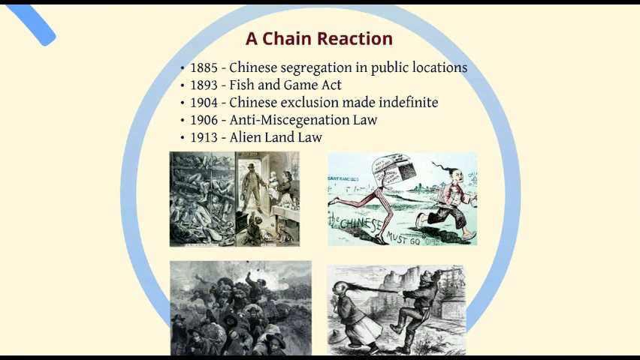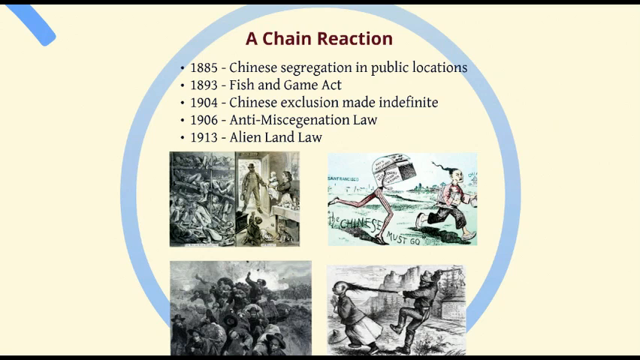A weird act known as the Fish and Game Act in 1893 was passed, specifically banning the Chinese from being able to use fishing nets. And the strange thing is that the Chinese at this time also started to get employed as fishermen, and so they just wanted to make it where they couldn't catch fish using nets. They wanted to make their lives miserable. So by 1904, the Exclusion Act of 1882 was finally decided to be made indefinite, and so it basically made the banning of the Chinese permanent.